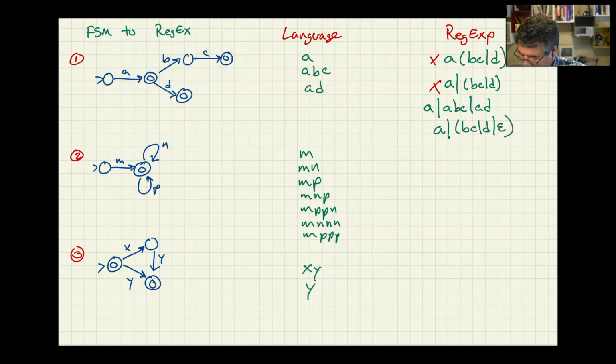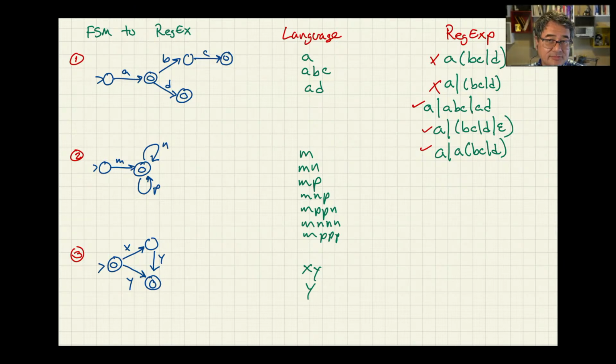Let's see, what else could we do? We could do A or A followed by B, C, or D. Remember, the or has the lowest precedence. So looking at an expression like this, this or is either the left side or the whole right side. So any one of these are acceptable.